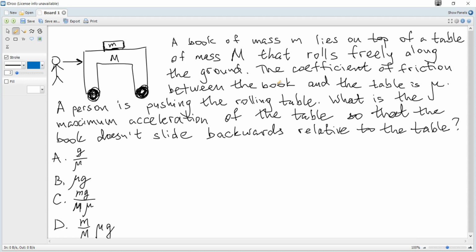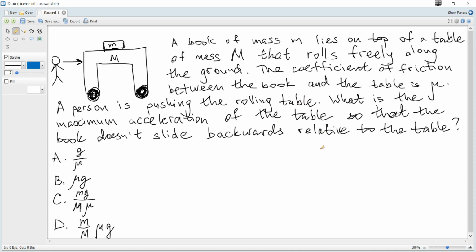A book of mass m lies on the top of a table of mass capital M that rolls freely along the ground. The coefficient of friction between the book and the table is mu. A person is pushing the rolling table. What is the maximum acceleration of the table so that the book doesn't slide backwards relative to the table?